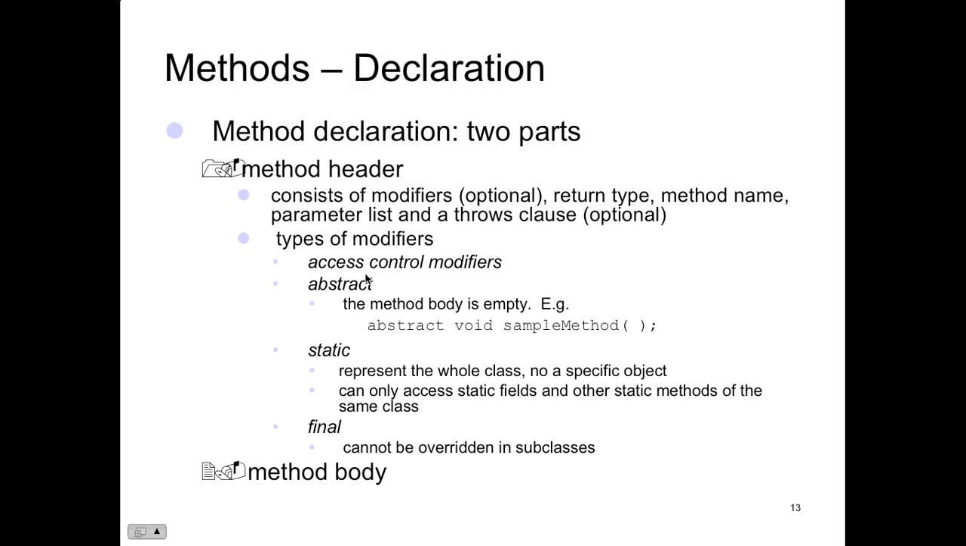Types of modifiers: for the access control modifiers, these are different. We have abstract, static, and final. These are method modifiers. And here's an example right here where we've got abstract void sampleMethod. So abstract means that the method body is empty. We use abstract methods in interface classes, which we haven't talked about yet. So let me talk about interfaces a little bit.